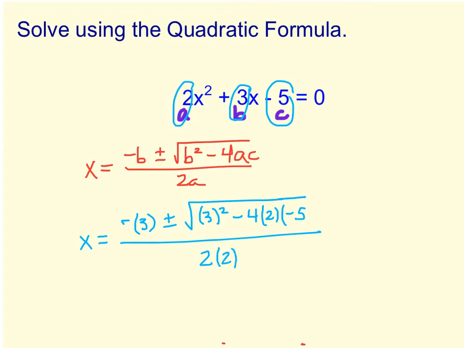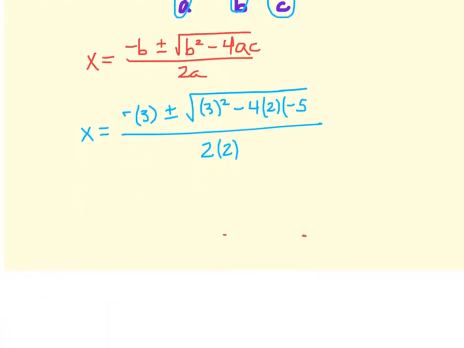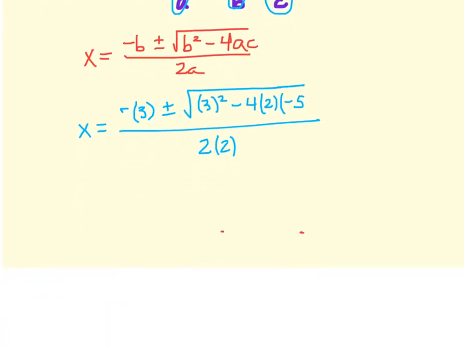All right, so maybe it kind of looks like a little bit of a headache, but we are going to just simplify this and solve. So we're going to rewrite it. X equals that negative 3 is just a negative 3 plus or minus. And now let's work on getting this simplified down to just one number. You've got 3 squared, which is 9.